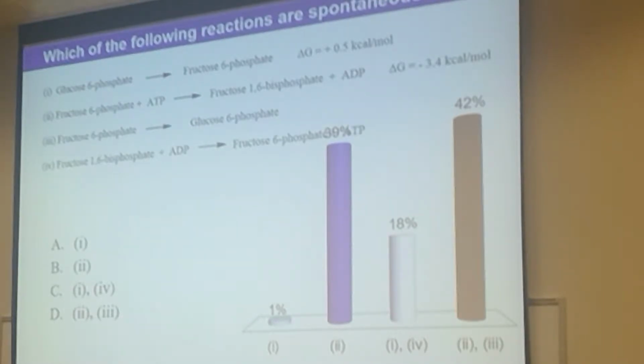Very strong poles look like. So we are looking for the spontaneous reaction. So for a spontaneous reaction, what should be the delta G value? Delta G should be negative.